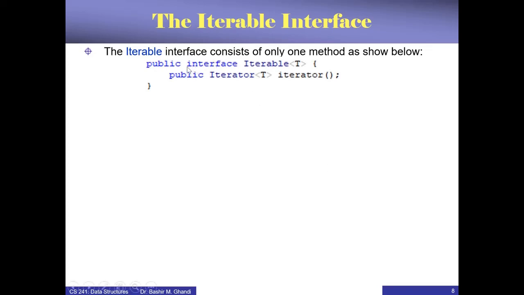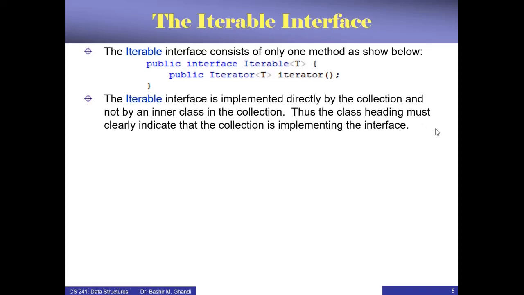Okay, so public interface Iterable, and I'm sure you will find this very familiar, because the method of the Iterable is just the iterator method. The iterator method will return to you an iterator object. So this is the interface. The Iterable interface normally is implemented directly by the collection.